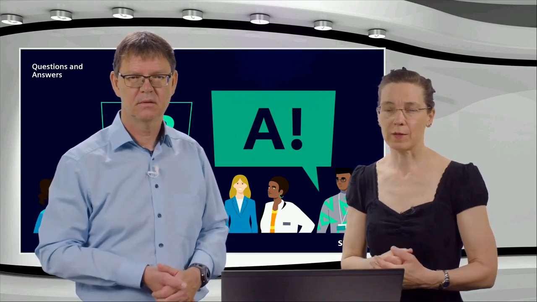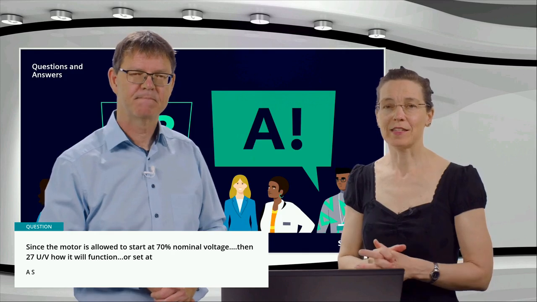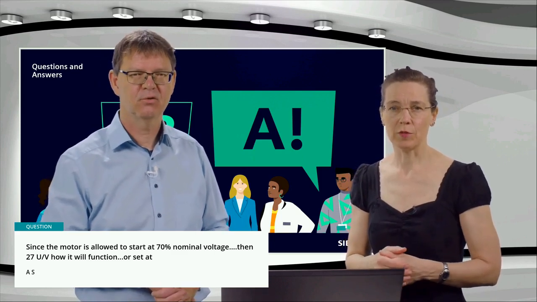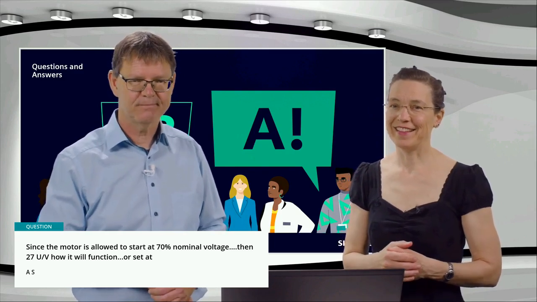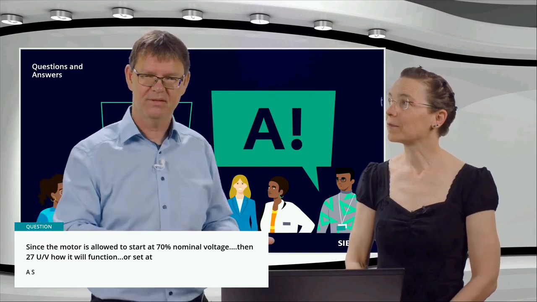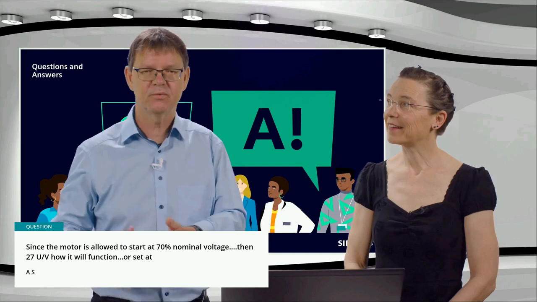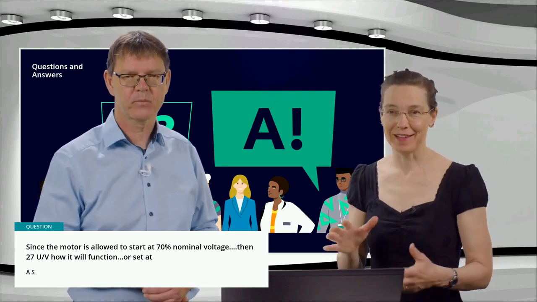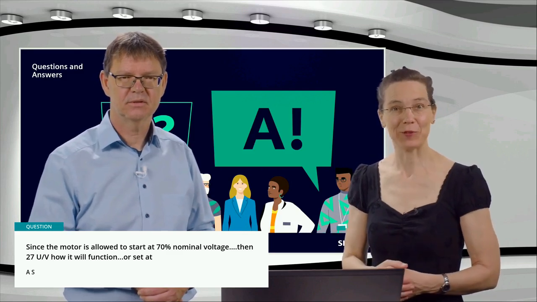The next question seems a bit incomplete, since it came in from AS, but let's see if we can take it. Since the motor is allowed to start at 70% of the nominal voltage, then how will the 27 undervoltage function be set? I see the contradiction. If you really start with 70%, then this undervoltage function with this couple of seconds delay time will probably trip, so it does not make sense. Then you should set this lower. This was more an example, and at that point I went a little bit away from the technical data. So it was just to showcase how it works and not necessarily a correct configuration. Thanks for the clarification, that's also a helpful question.